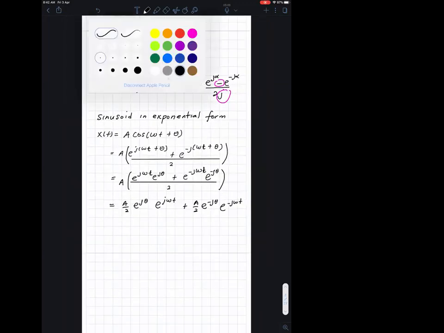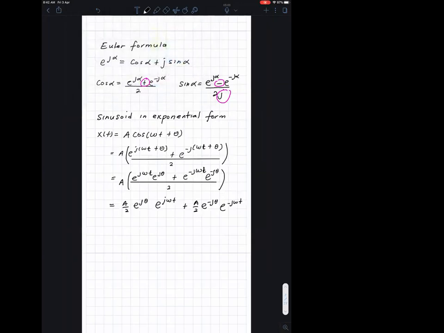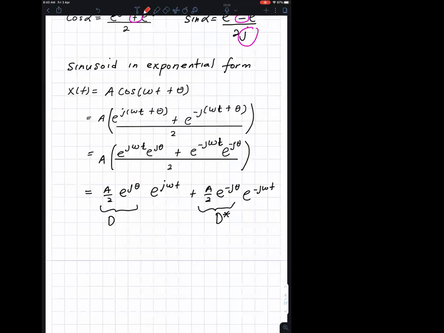So in that way, you know that this part here is a constant. You just call this D. And this part also is a constant. The only difference between this D and this D is that I can call this one D asterisk. The reason I'm using D asterisk is because of the conjugate, because it's a negative sign here. The imaginary part has a negative sign. So this is D, and therefore this is D's conjugate.